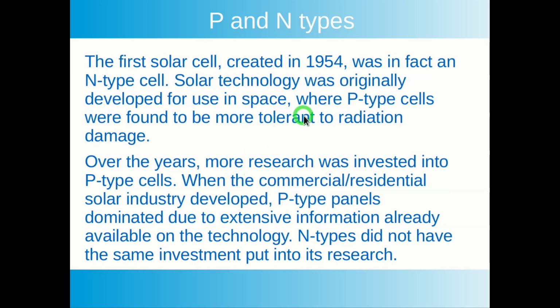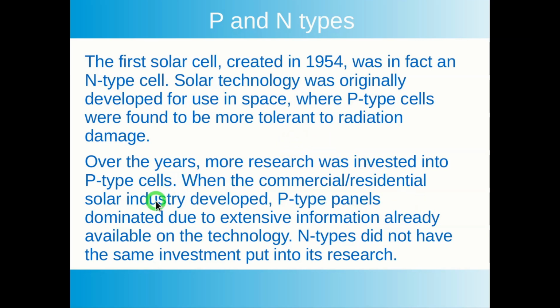The first solar cells that were created were N-type, and they were designed to be used in space, but they were around, I think, $2,500 per watt, and prices have come down to pretty low rates, like a few cents per watt nowadays.